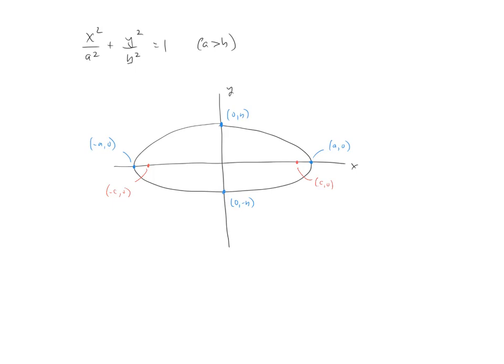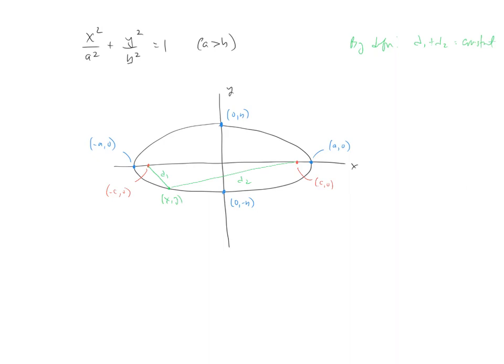So the definition of the ellipse says that the sum of distances between two fixed points is constant. So for example, if I start at this focus over here, and I come down to some arbitrary point (x, y), and then I come back up to this other focus, then d1 plus d2 should be constant. So by the definition, d1 plus d2 equals a constant.